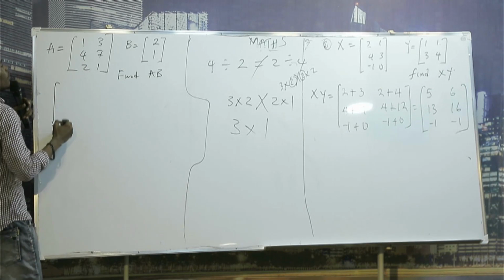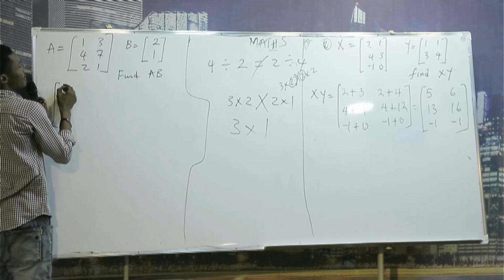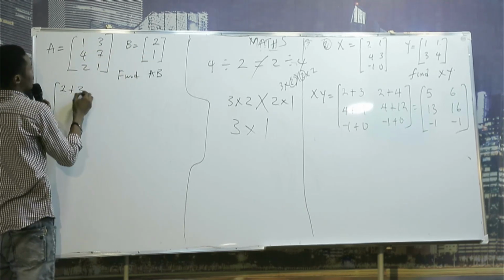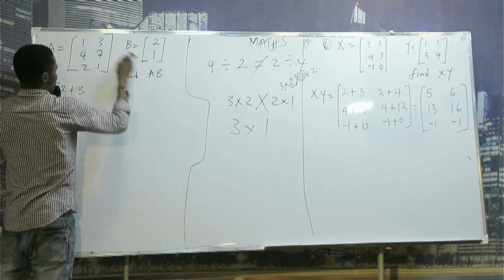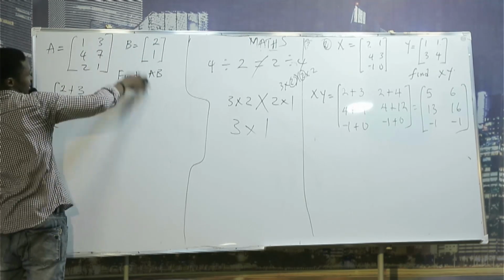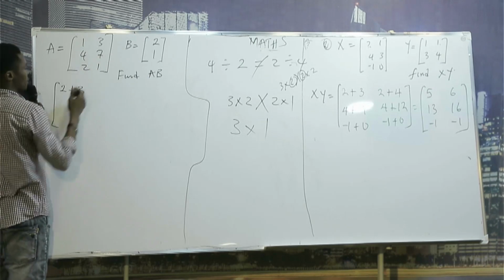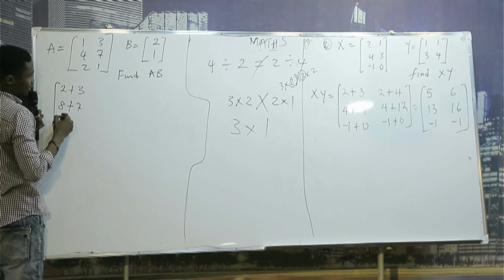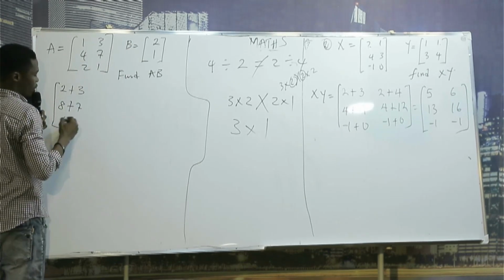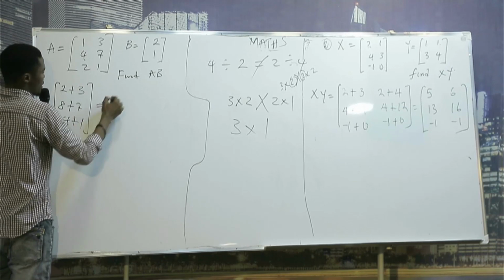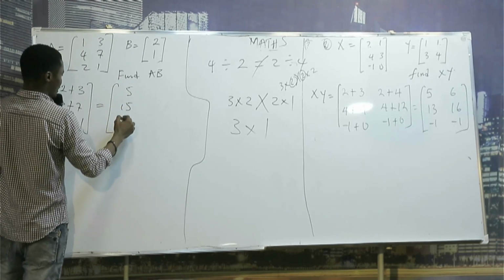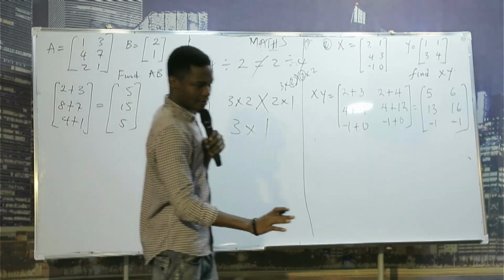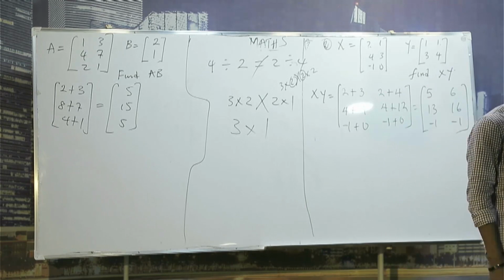Now, I will say 1 times 2. What is 1 times 2? 2. Plus 3 times 1, 3. Then 4 times 2 will give us what? Plus what? 7. Then 2 times 2 is what? 4. Plus 1. So the answer becomes what? 5, 15, 5. Is that okay?